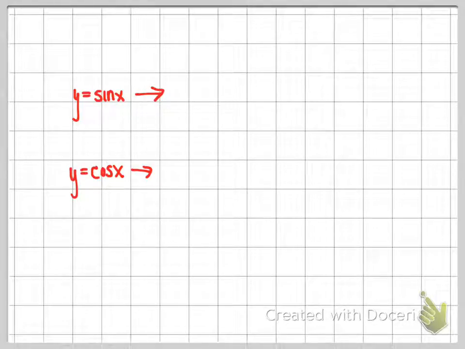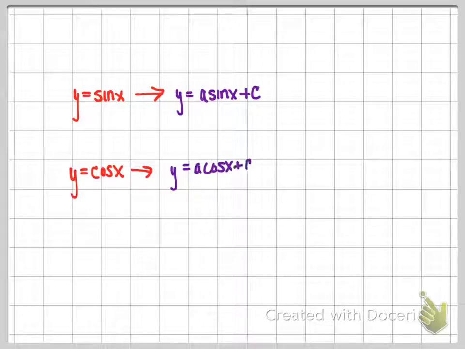Okay, so we've been learning about graphing sine and cosine functions. Over the past few days, we've talked about taking y equals sine of x and changing it to y equals a sine of x plus c, or y equals a cosine of x plus c. And what that does, that changes the amplitude.